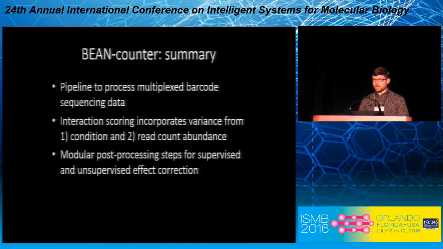So, just to reiterate all those, I'll go through the summary here. What we've got with BeanCounter is a pipeline to process any type of barcoded, multiplex barcode sequencing data, inspired by our chemical genomics analysis, but I want to emphasize that it is generalizable. The interaction scoring incorporates variance models based on the variance of the strains' counts in the condition, and also variance as a function of the read count abundance. And all the steps at the end for post-processing are modular. You can put them in any order and visualize and evaluate the effects that those corrections have at every step.